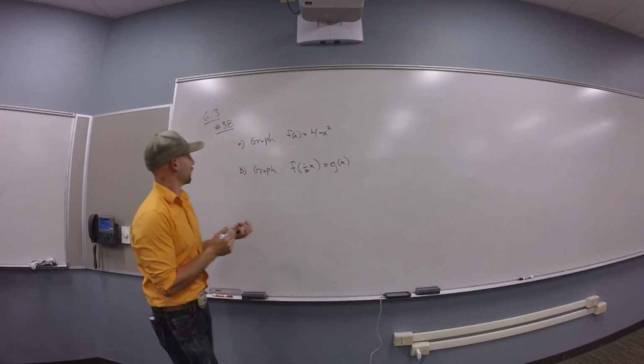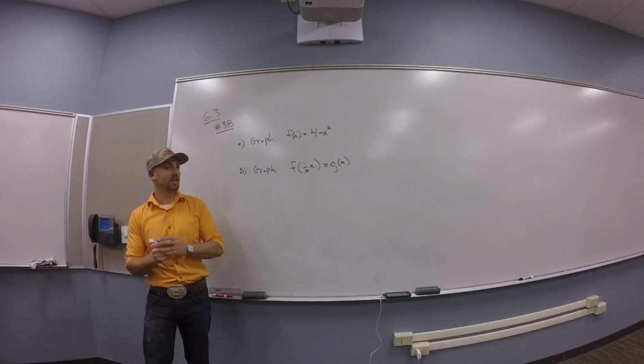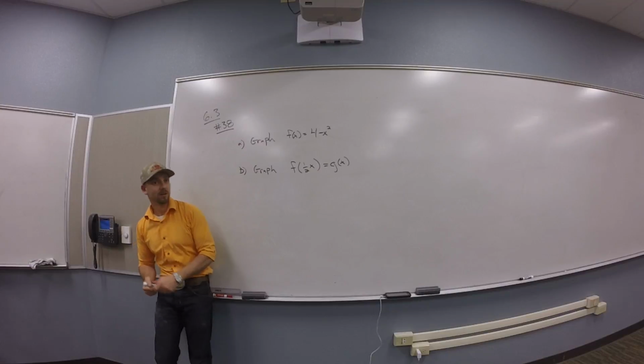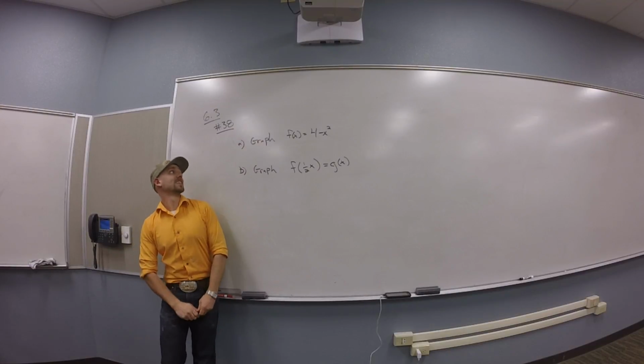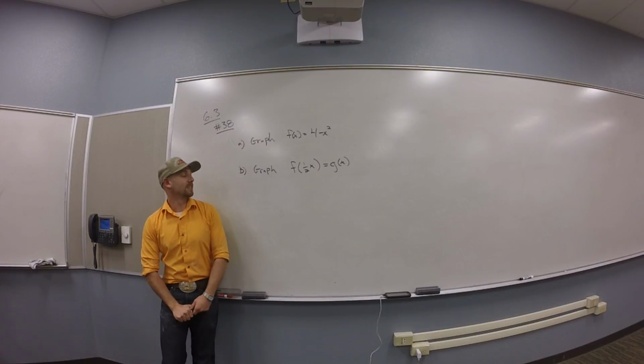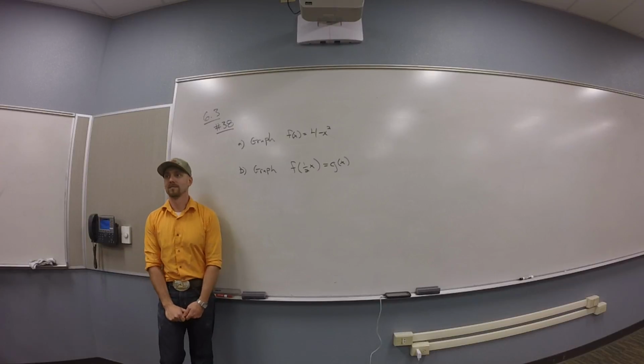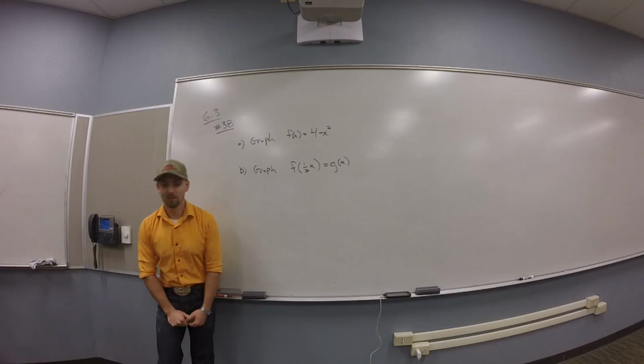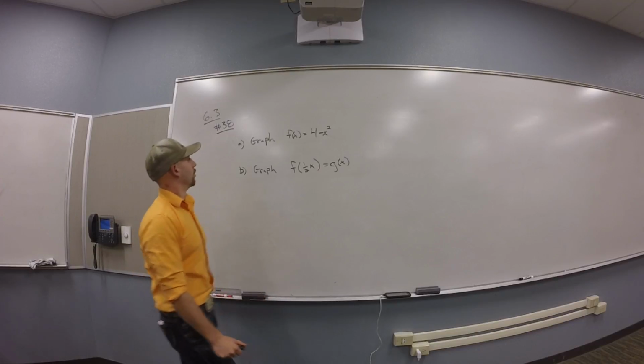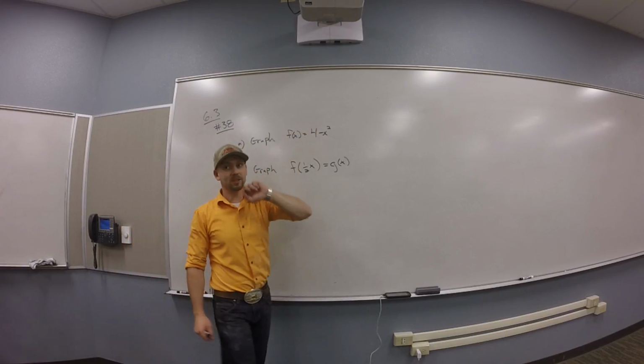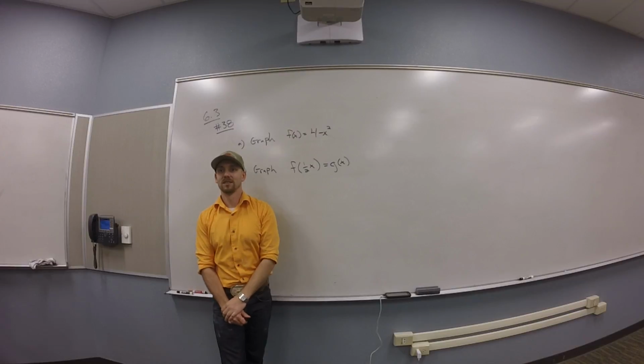Okay, so let's try 38, which has more parts than I've illustrated up here. Part A says graph f of x is 4 minus x squared. Am I doing the right problem? I think so. Cool. Okay, so can I graph 4 minus x squared? Can you guys manage that?